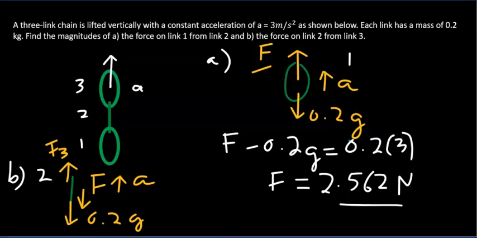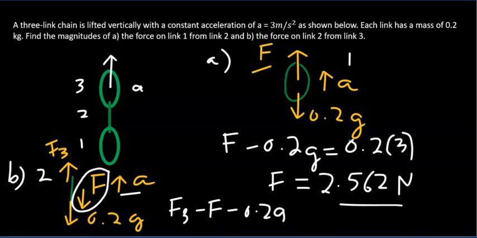So let's calculate the net force. The net force is upward because the acceleration is upward. So the net force is F3 minus F, which is downward. That is F. If you're wondering what F is, the force on 2 by 1, which is the same as the force on 1 by 2, minus the weight, which is 0.2 times g, equals m, which is 0.2, times acceleration, which we know to be 3.